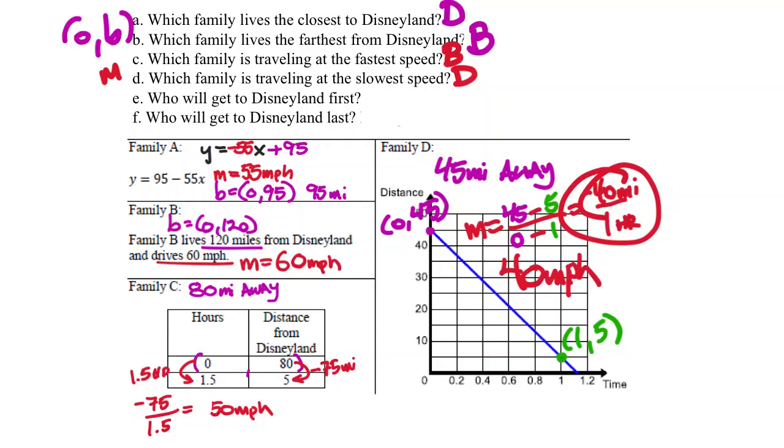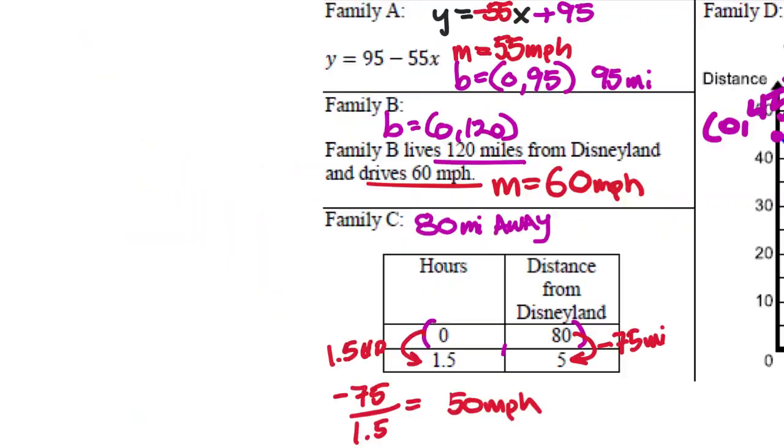So who's going to get to Disneyland first? Let's go through each family and figure that out. For family A, I'm going to use the equation to solve this one. That's y equals negative 55x plus 95. When I solve this, it will tell me how long it's going to take them to get to Disneyland. That means their distance would be 0. Once the distance is 0, then they're at Disneyland, right? So I'm just going to solve this equation.